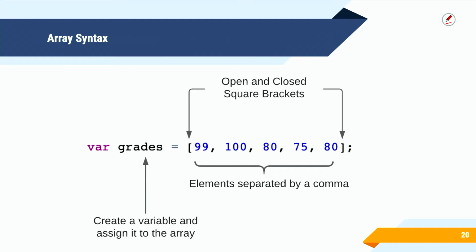So, some syntax of arrays. First off, typically you'd want to save a variable name to an array, and then you have your open bracket, and then you have your elements inside of the array, and the elements are separated by commas. You need to use those square brackets here, and then you put the elements inside, separated by commas. And JavaScript loves semicolons, so remember at the end of every JavaScript statement, you've always got a semicolon.